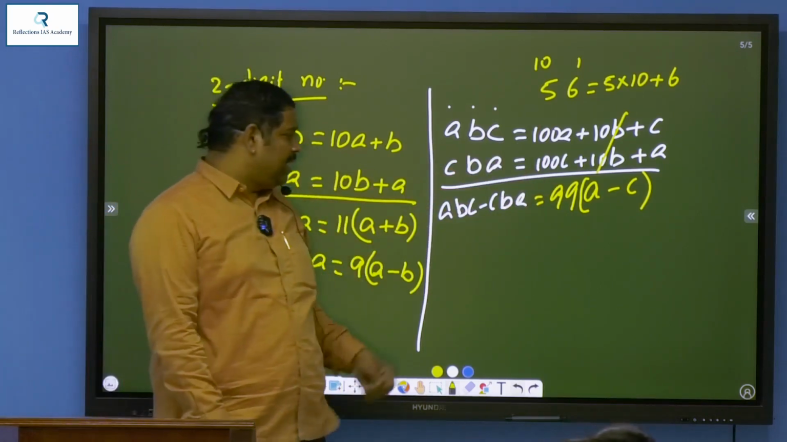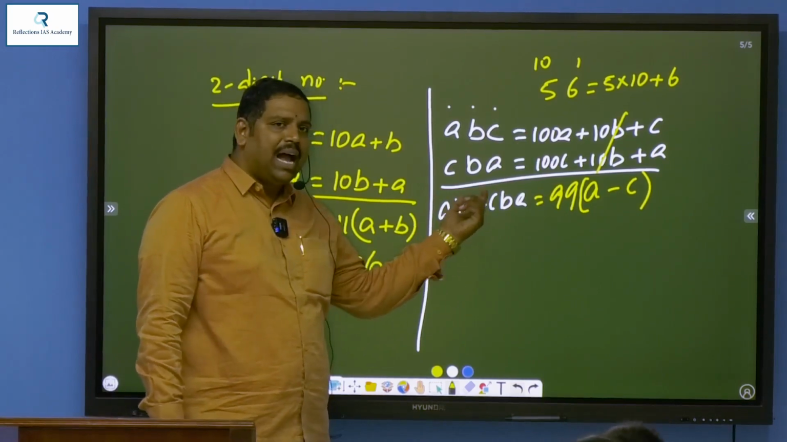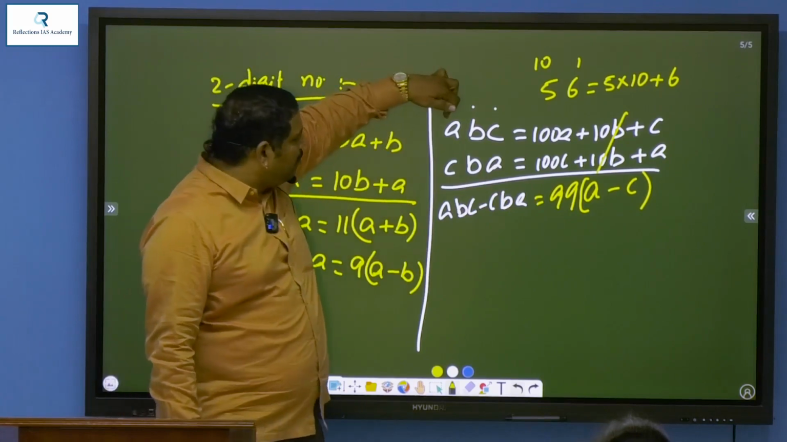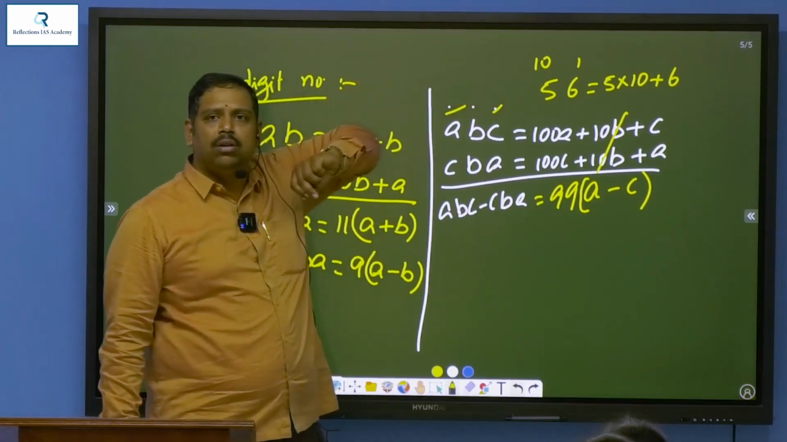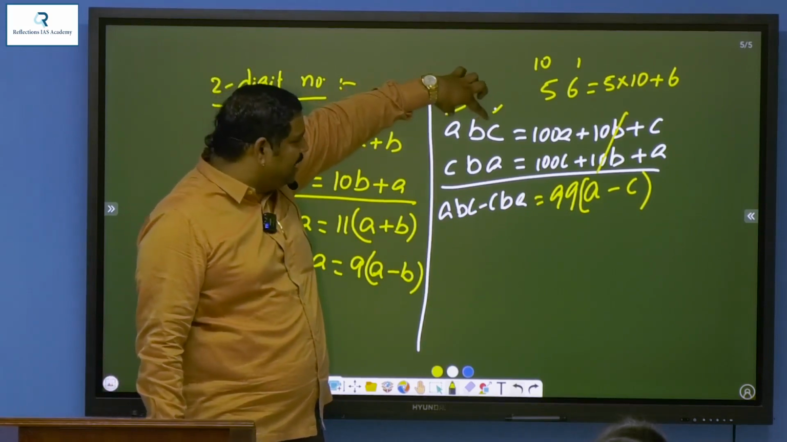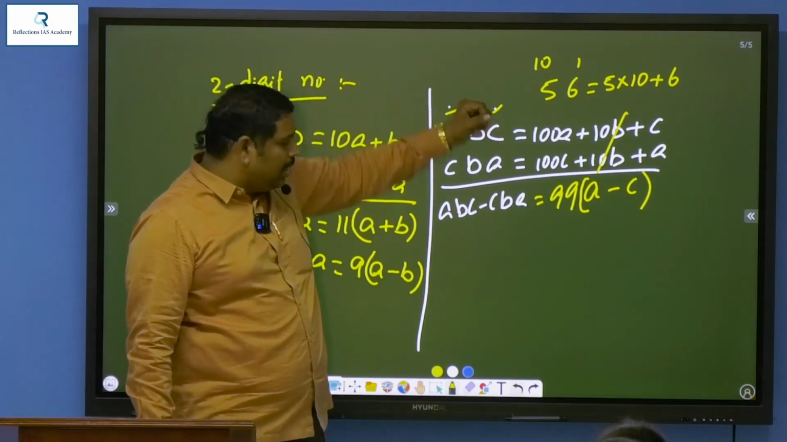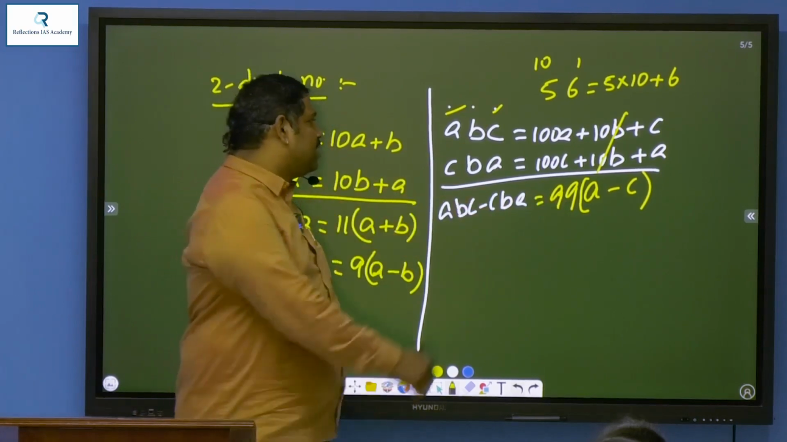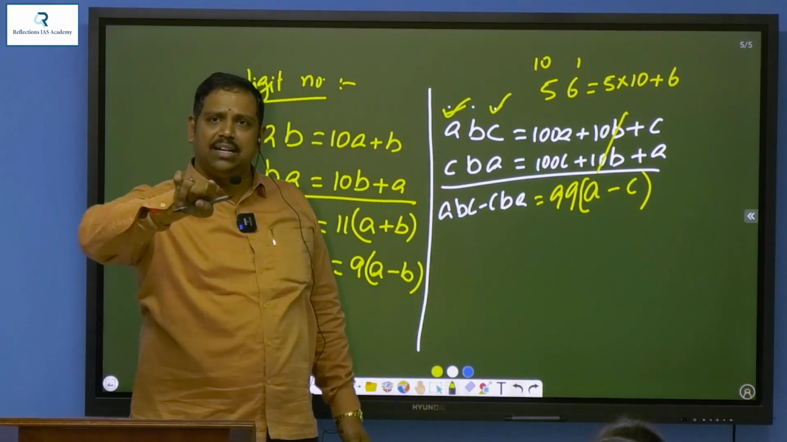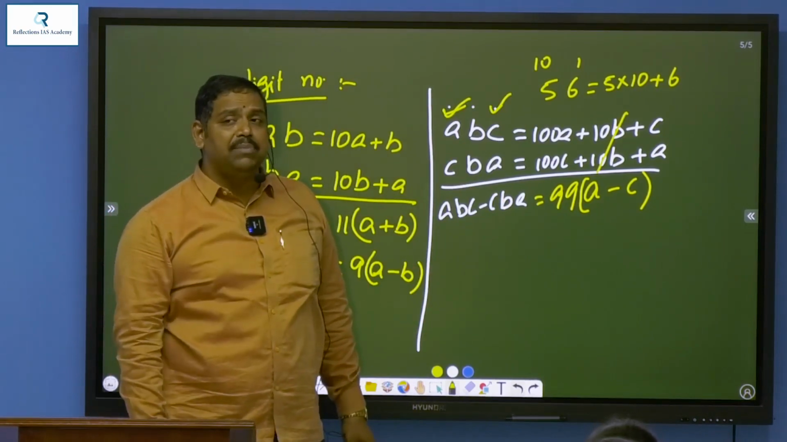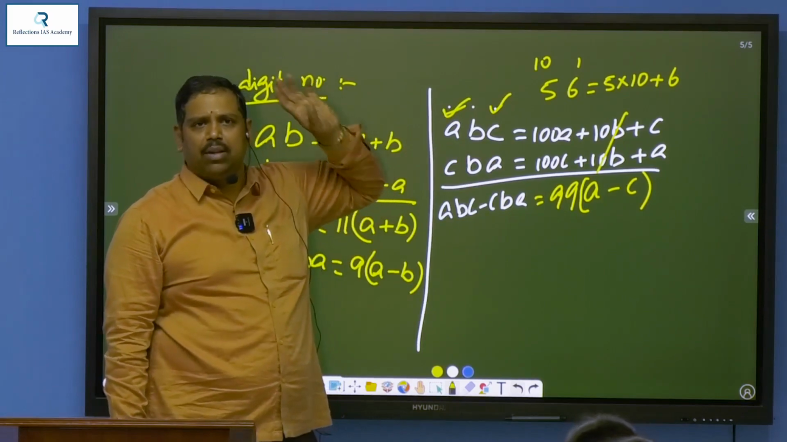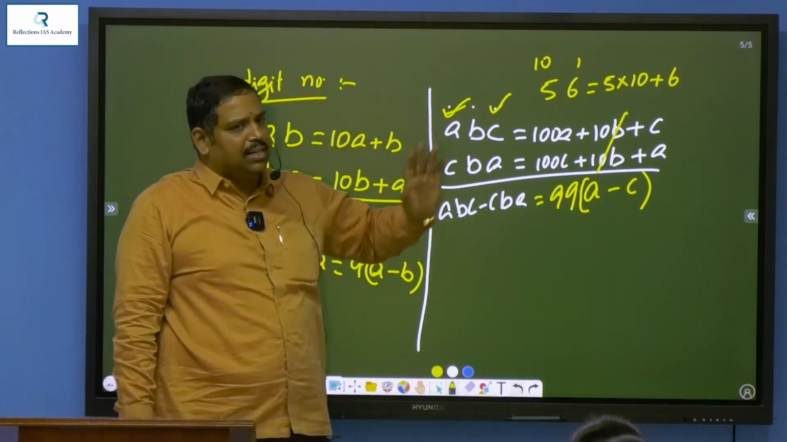Or else I can say that the difference between a 3-digit number and its reverse is 99 times the difference of the first digit and the last digit. Yes or no? Or I can say it is 99 times the difference of the hundreds digit and units digit. Sometimes he will say hundreds digit and units digit, sometimes first digit and last digit. Hope you understand. This is about a 2-digit number and a 3-digit number.